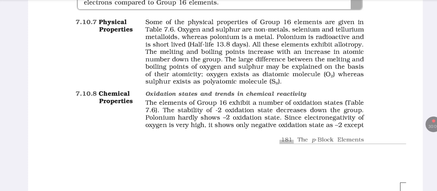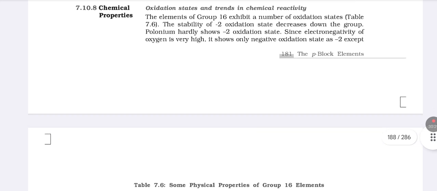Chemical properties, oxidation states and trends in chemical reactivity. The elements of group 16 exhibit a number of oxidation states. The stability of the -2 oxidation state decreases down the group. Polonium hardly shows the -2 oxidation state.